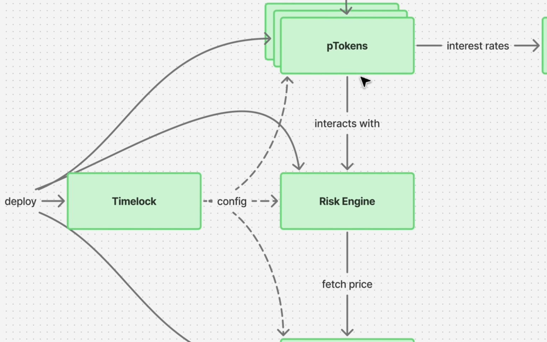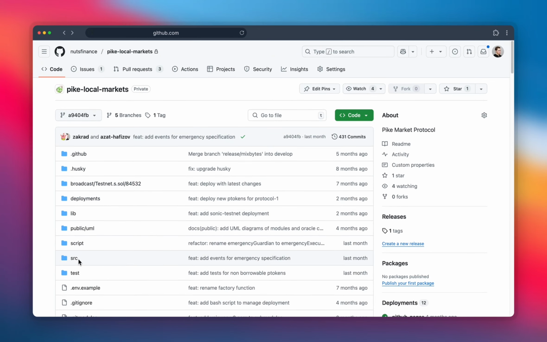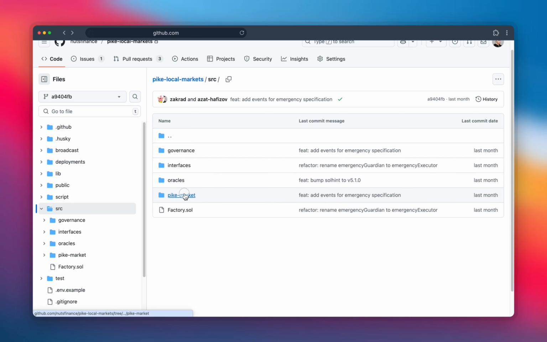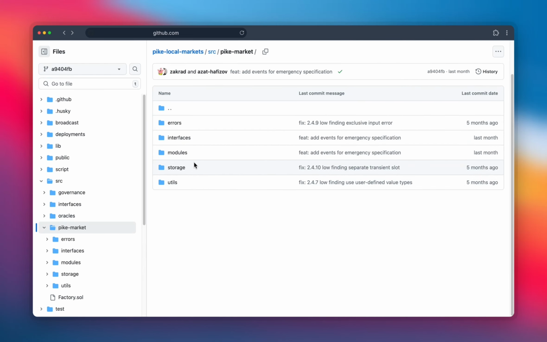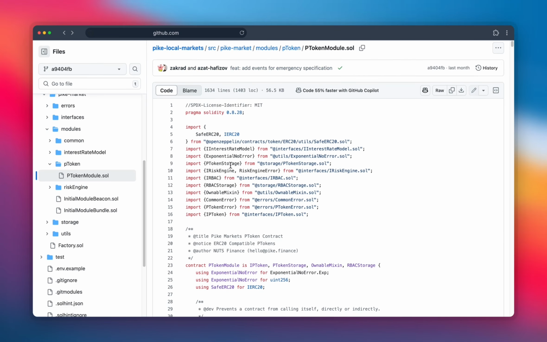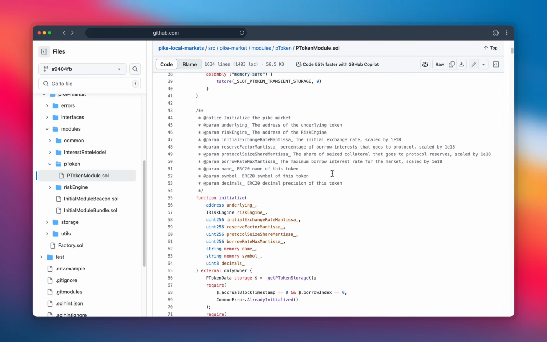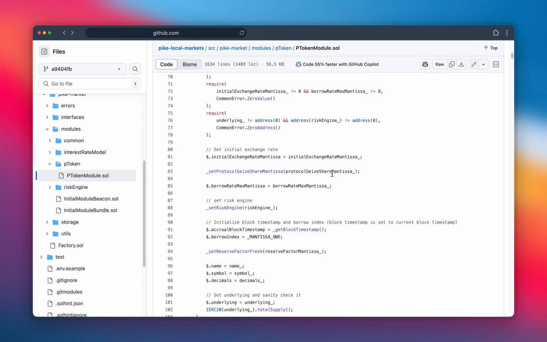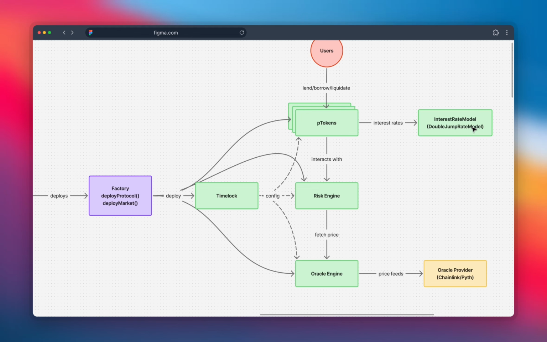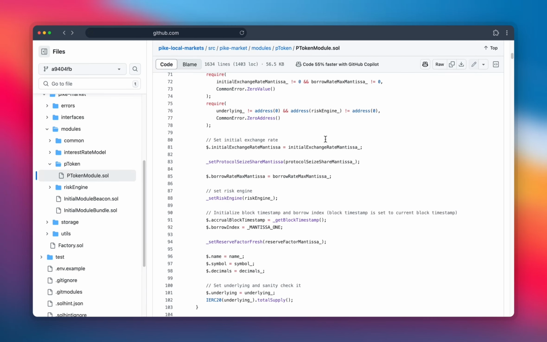Okay, so for the pToken module, it basically implements the core actions, all the verbs like deposit, mint, borrow, repay, withdraw, redeem, liquidate, and all that. Here, interest accrual follows the double jump rate model on the diagram. You can see it right here. So it has basically these encourage, normal, discourage ranges.